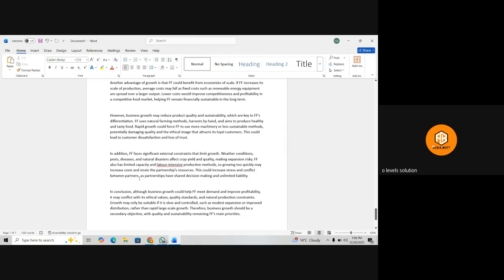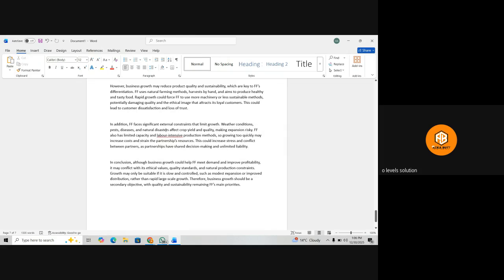In addition, FF faces significant external constraints that limit growth. So weather conditions, pest diseases, and natural disasters affect crop yield and quality, making expansion risky. FF also has limited capacity and labor-intensive production methods, so growing too quickly may increase costs and strain the partnership resources. So this could increase stress and conflict between partners as partnerships have shared decision making and unlimited liability.